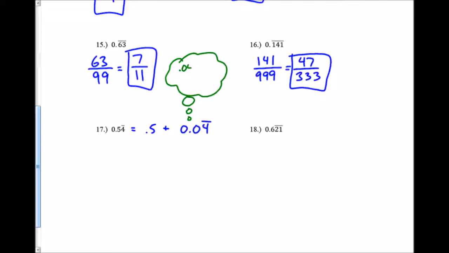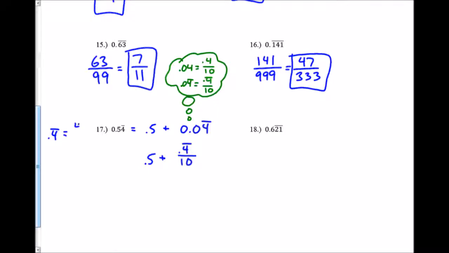So 0.04 with a bar over it is the same thing as 0.4 with a bar over it divided by 10. And if I look no further than the 4 examples I just did, 0.4 repeating forever is the same thing as 4 over 9. There's one thing being repeated, I put it over a single 9. And I can apply the same thing here.